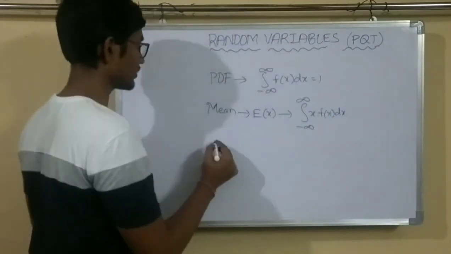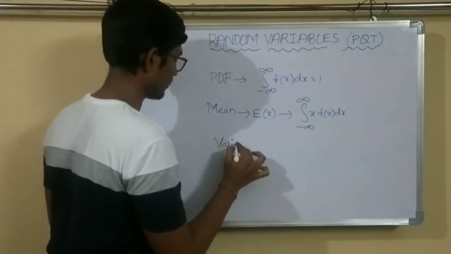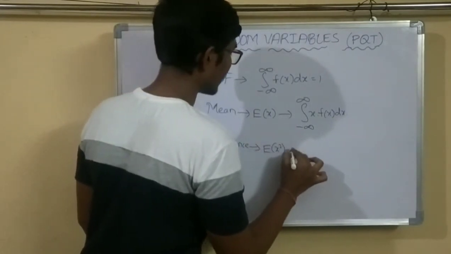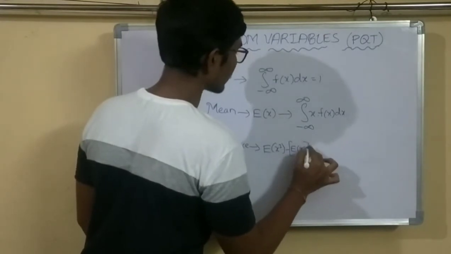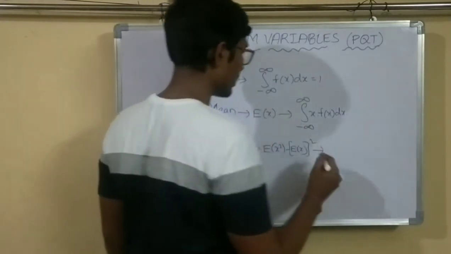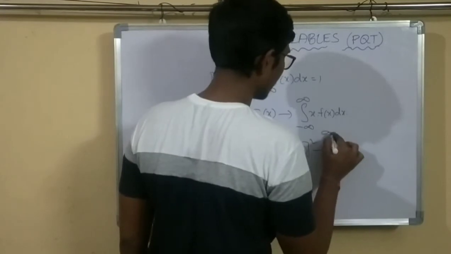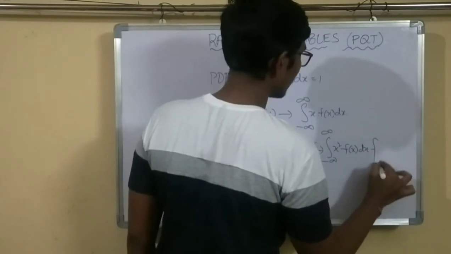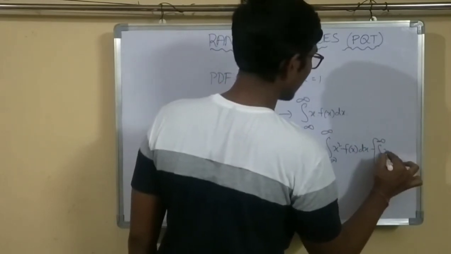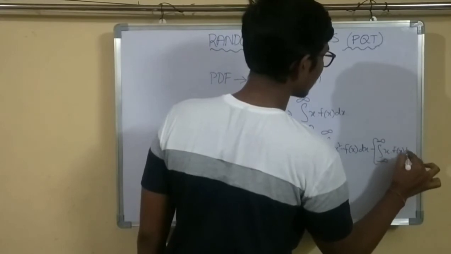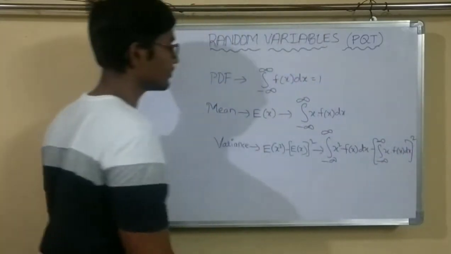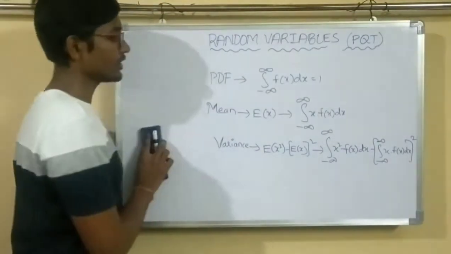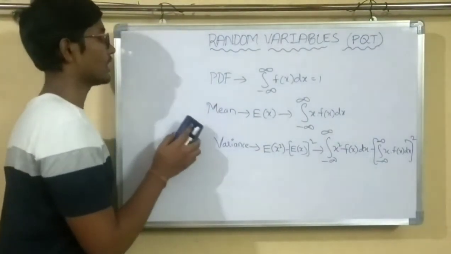And the next is the variance formula. Variance is expectation of x square minus expectation of x whole square. So the formula is the integral from minus infinity to infinity of x square into f of x dx minus the integral from minus infinity to infinity of x into f of x dx, whole square. Okay, these are the formulas regarding continuous random variables. So note it down. We are going to solve the question using these three formulas.